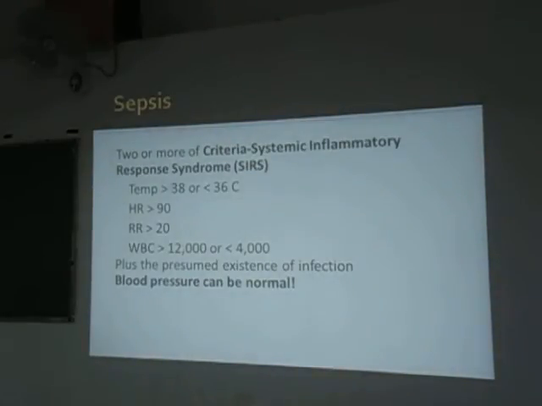So coming to sepsis. What is sepsis? We need to have some criteria to tell it is sepsis. The criteria is the systemic inflammatory response syndrome criteria. Here the temperature is more than 38 or less than 36. Hypovolemia may be there, hypervolemia may be there. Heart rate more than 90, respiratory rate more than 20.